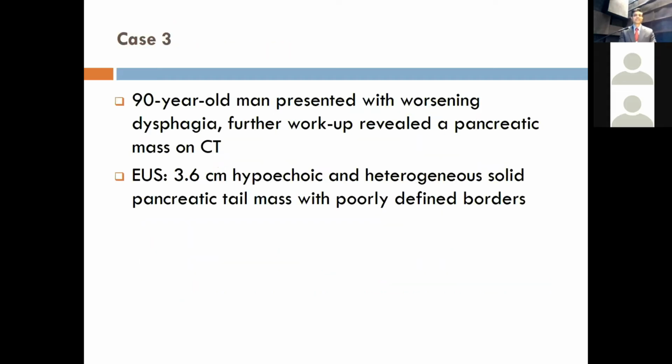So the next case is a 90-year-old man presenting with worsening dysphagia, and further workup revealing a pancreatic mass. On EUS, a 3.6 centimeter heterogeneous solid mass was seen with poorly defined borders.